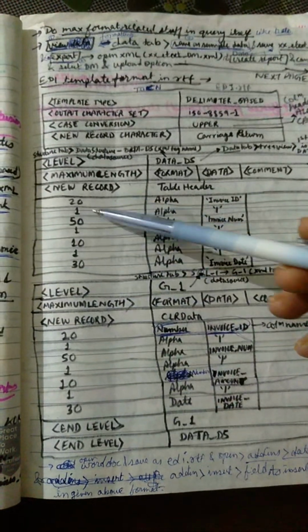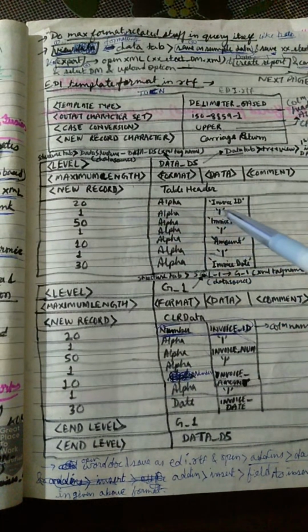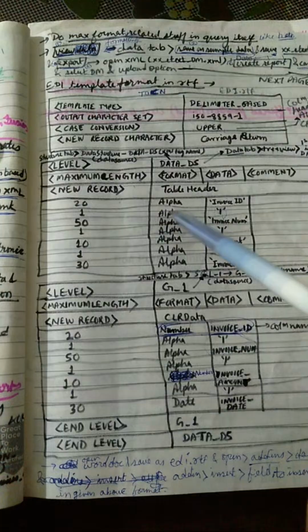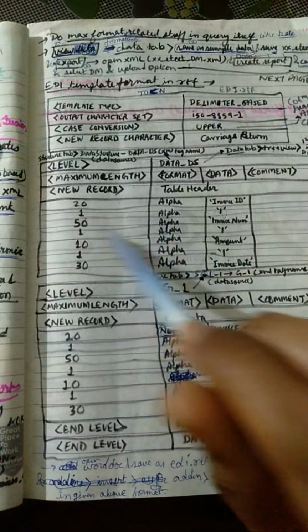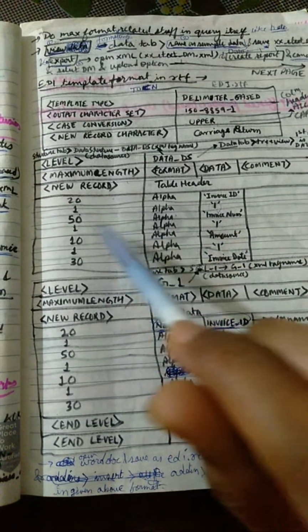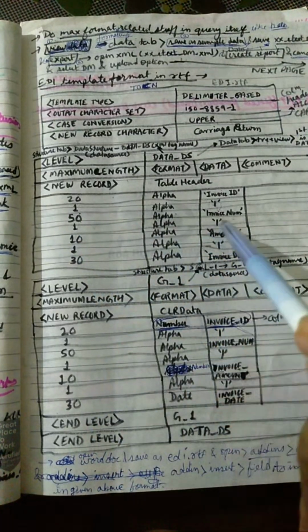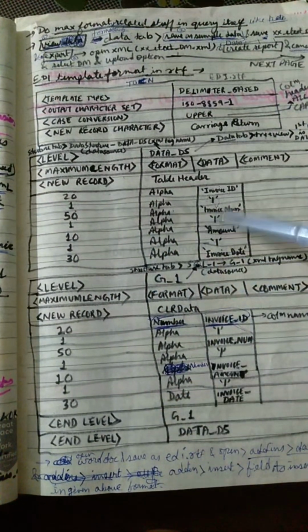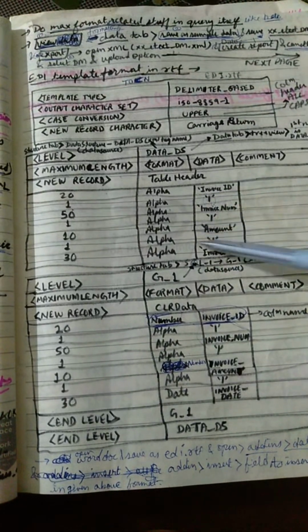After 20 characters I have taken a delimiter. This is my pipe, my delimiter. The next one has only one character length, then you have alpha, then you have a pipe. The next one is invoice number, so I have taken 50 characters, alpha. Similarly, now this is my heading, how this should be written, invoice ID.